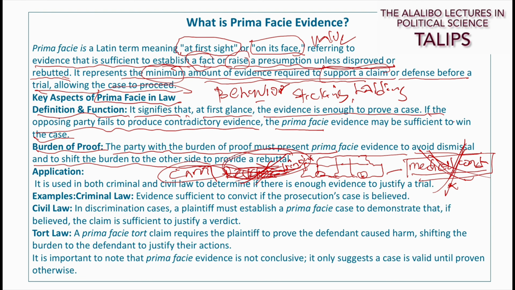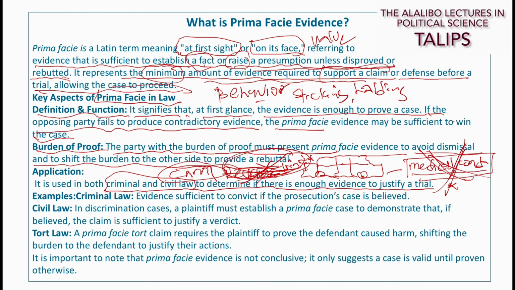Once again, the party with the burden of proof must present prima facie evidence to avoid dismissal and to shift the burden to the other side to provide a rebuttal. In terms of application, it is used in both criminal and civil law. In both criminal cases and civil cases, it is used to determine if there's enough evidence to justify a trial.